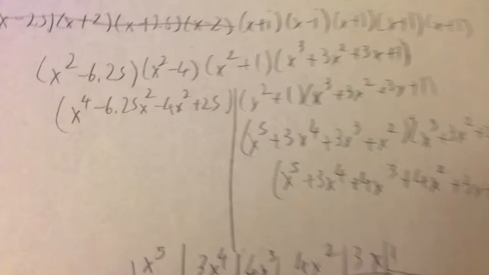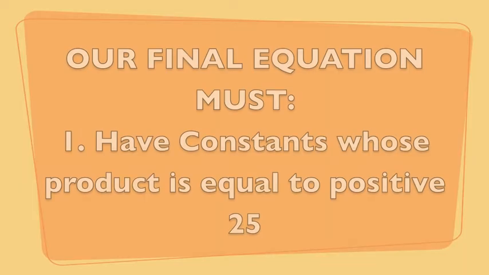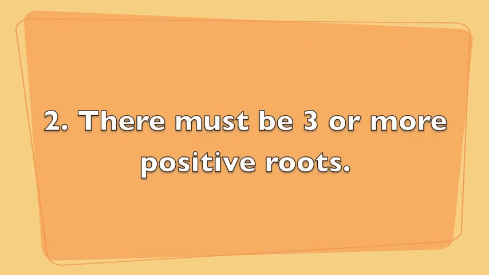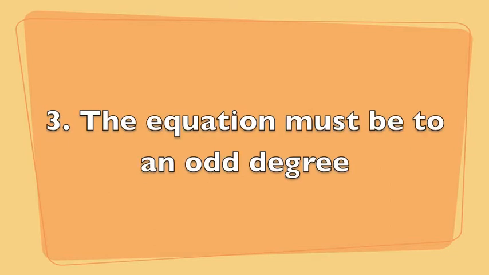An hour later, we came up with our final equation. Through a great deal of work, another hour of work, we managed to derive our final equation. We know that our constants must have a product whose final product is equal to positive 25. There must be 3 or more positive roots involved, and the equation must be to an odd degree. So we finally came up with these following roots: 2.5, 2, and 1.